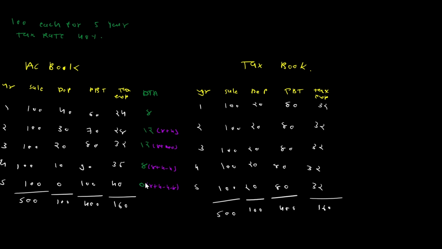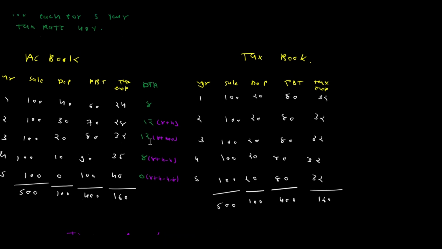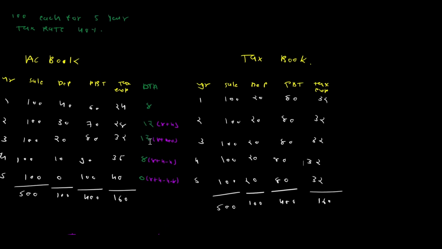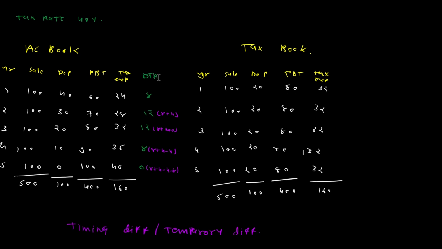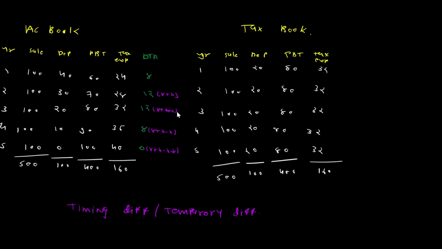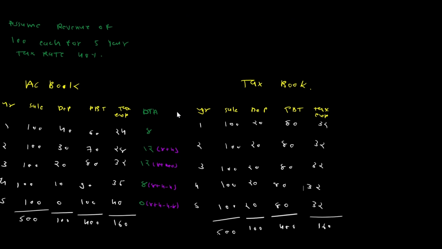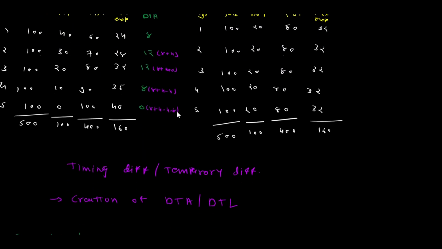So in the fifth year my DTA will be 0, and my total tax expense will be 160 for the accounts book and 160 for the tax book also. So all the figures will be matching in the last year of the depreciation schedule. So this could be the reason for the creation of the deferred tax asset and the deferred tax liability.